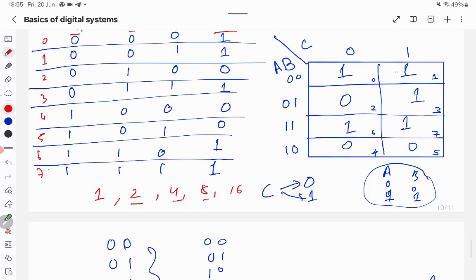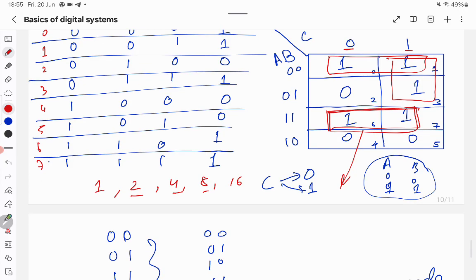So since we have pairs, we can take these two and these two. For the first box, C is changing, so we will not consider C. The bits which are changing, we will not consider. The bits which are not changing, we will consider. We'll write A and B.